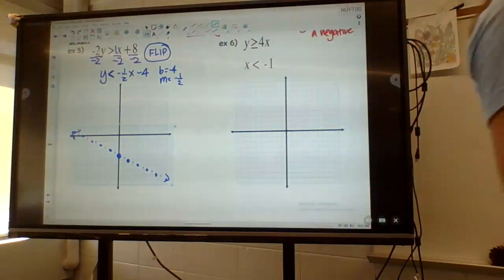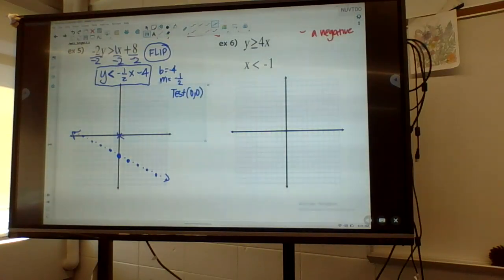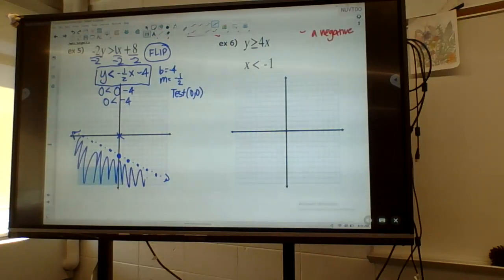But if you don't really trust that part of it, because you have to look at the original or the new equation, we can test 0, 0. So if I test 0, 0, we see if that works in our equation. So I do 0 is less than half of 0, which is just 0, minus 4. Is 0 less than -4? It's not. So we're going to color the other side that I was anticipating coloring based off the way the equation's written.